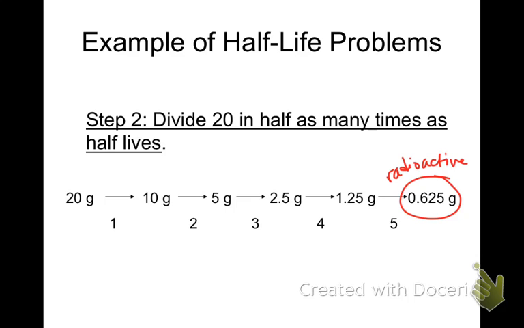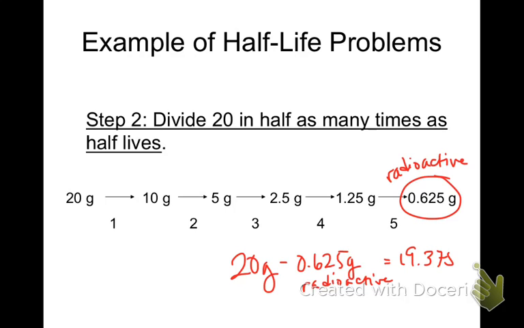So if the question were to ask you how much is stable, that would just be whatever is left. So if 20 grams was what you had to start, minus your 0.625 grams that's still radioactive, that means that you're going to have 19.375 grams that's now stable. Okay, so in each and every half-life, the amount that decays is just going to become stable. So nothing's disappearing. It's just that a portion is remaining radioactive, and some of it's going to become stable. So that's one type of question you may see.